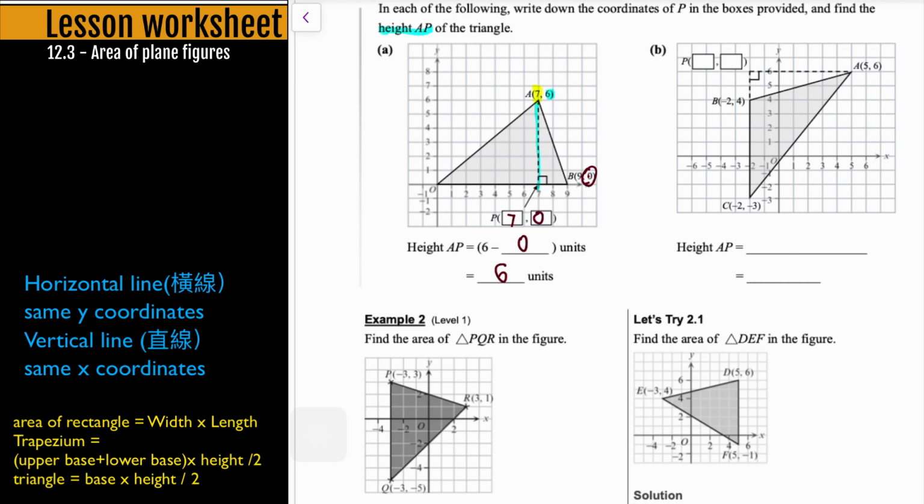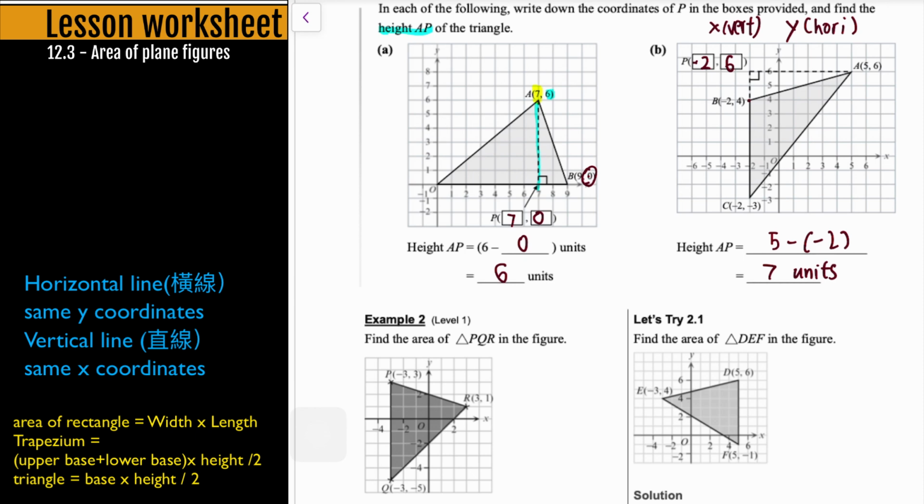For AP, this time you'll see that the height will be extended outside, but you can still find it. Check the y coordinate and x coordinate respectively. x will be the vertical, y will be the horizontal. So x should be -2, while the y coordinate should be 6. Now we know that AP will be 5 minus -2, which is 7 units.